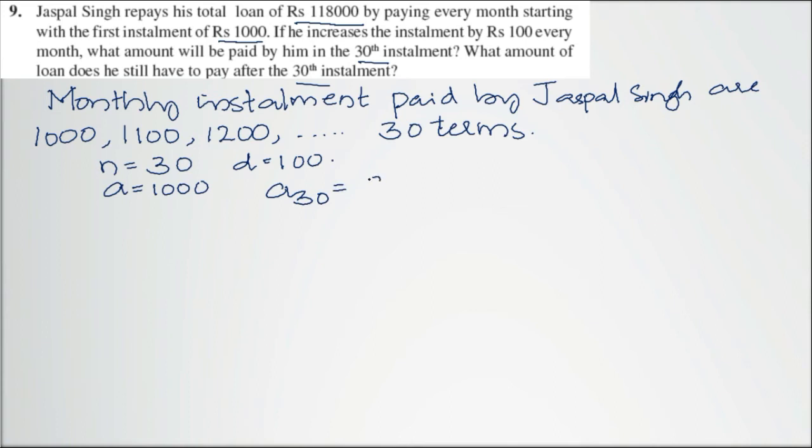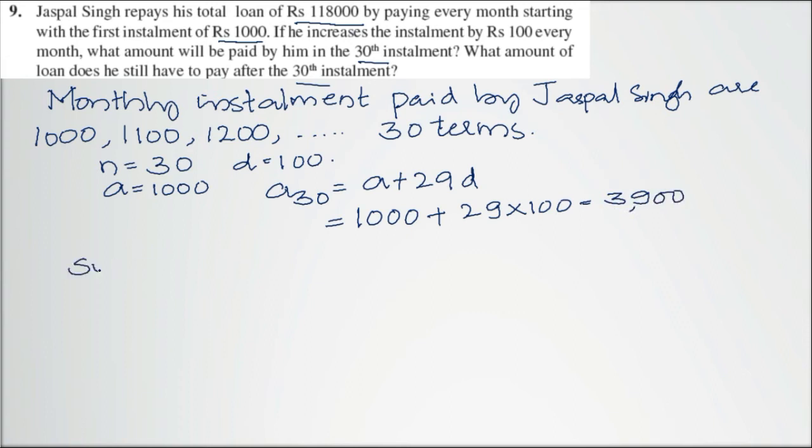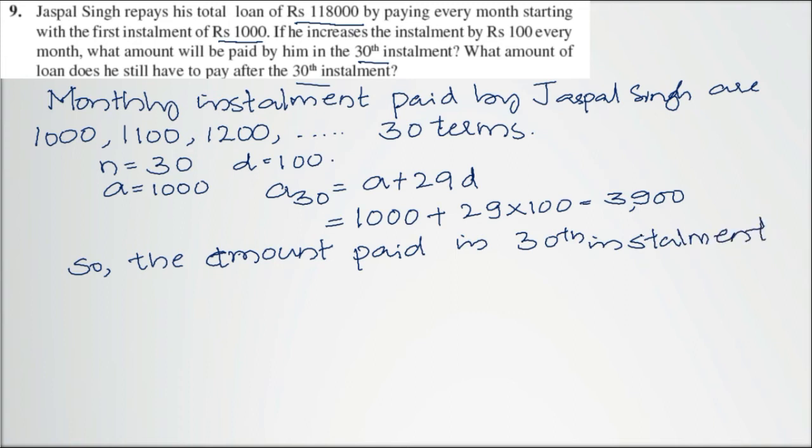A30 will be equal to A plus 29D. On substitution, we get 1000 added to 29 times of 100. We get it as 3900. So the total amount paid in 30th installment is rupees 3900.